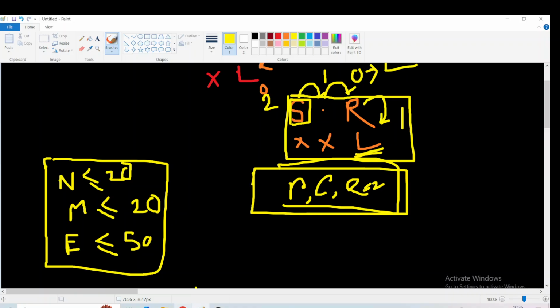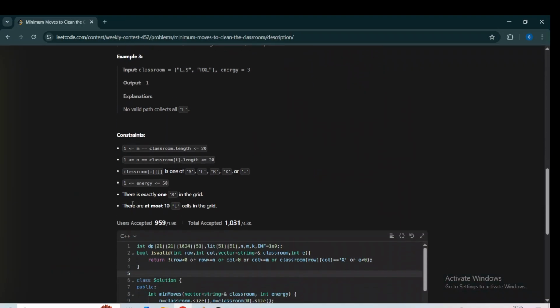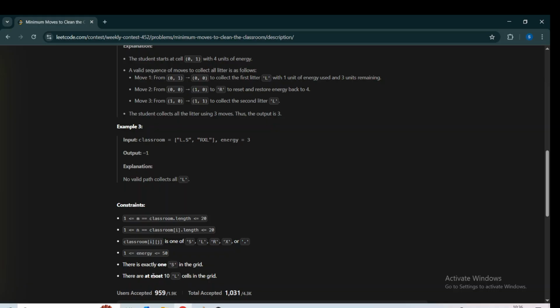Now here comes another important observation from the constraints: there is exactly one S in the grid.